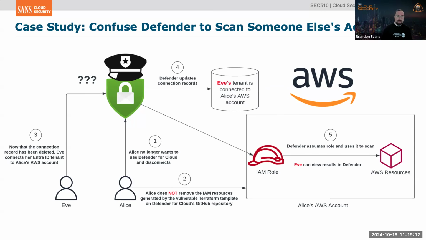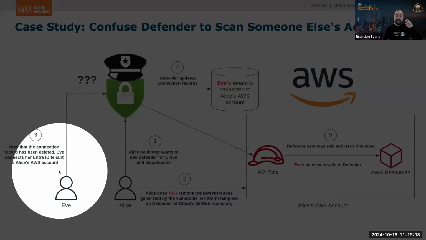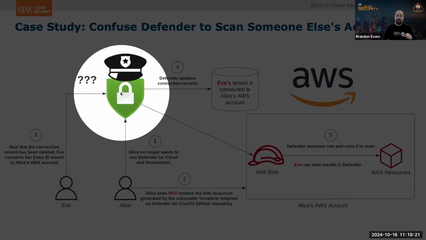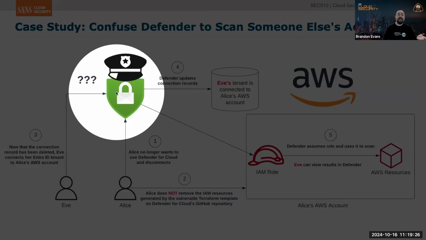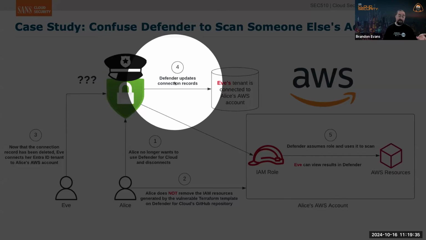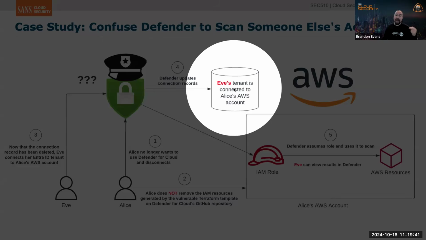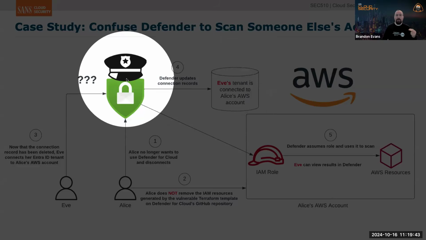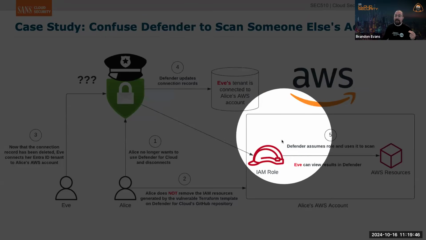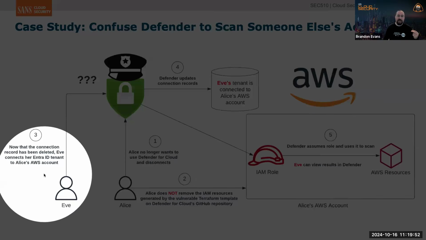But here's where the trick happens. Let's say Eve says, hey, you know what? I want you to scan, quote unquote, my account. And Eve provides Microsoft Defender for Cloud with Alice's account. Well, Defender for Cloud is not going to have any context of who owns an AWS account. That's a completely external concept. So Defender is going to say, from as far as they're concerned, Eve's Entra ID tenant is now connected to Alice's AWS account. So now Microsoft Defender for Cloud will continue to scan Alice's AWS account, and send the results back to Eve.